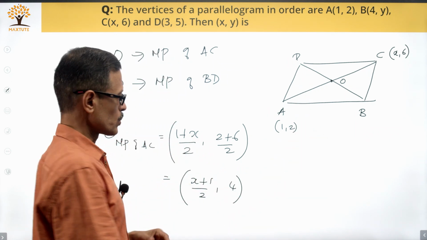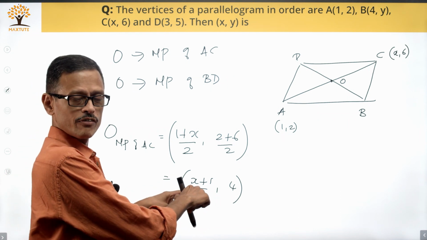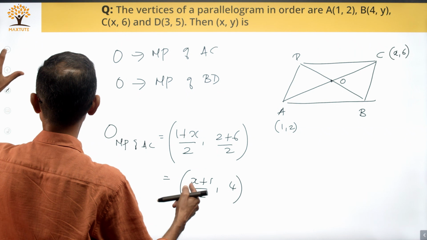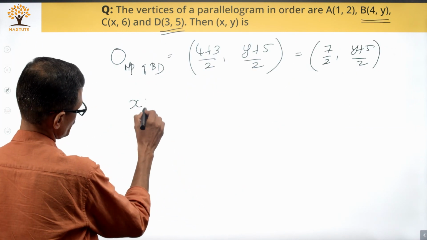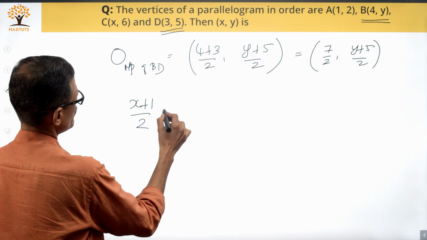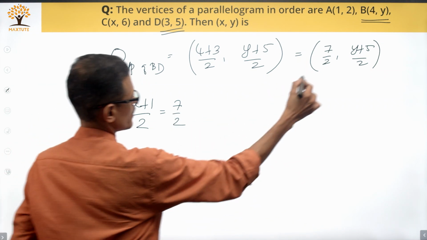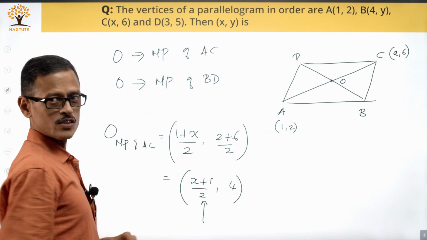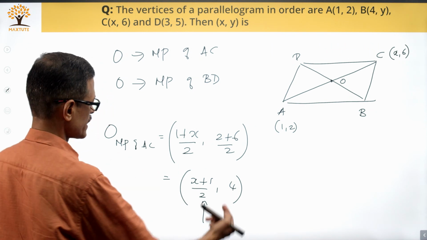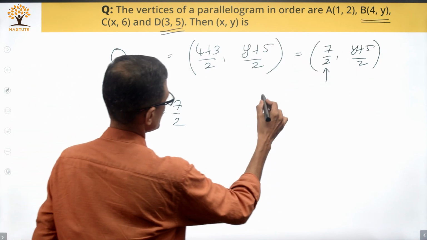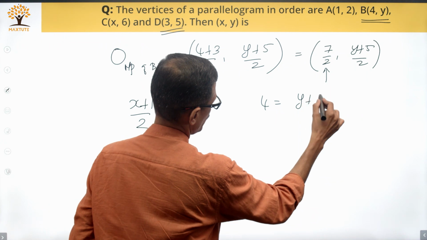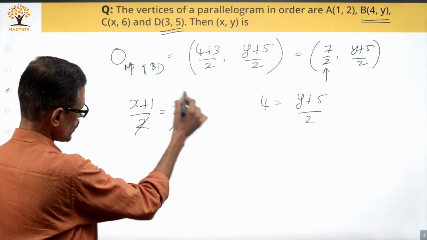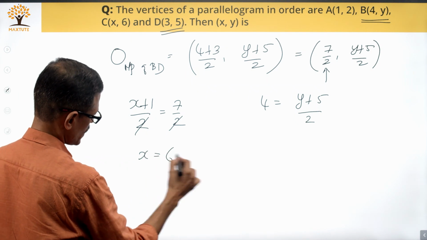So, let us equate the two. Let us equate the x coordinates of O computed as the midpoint of AC and the midpoint of BD. So, (x plus 1)/2 will be equal to 7/2, because this is the x coordinate computed in this method, and this is the x coordinate computed in this method. Let us equate the y coordinates as well. In this case, it is equal to 4. So, 4 is equal to (y plus 5)/2. 2 gets cancelled with 2. Take the 1 to the right hand side. So, the value of x is equal to 6.